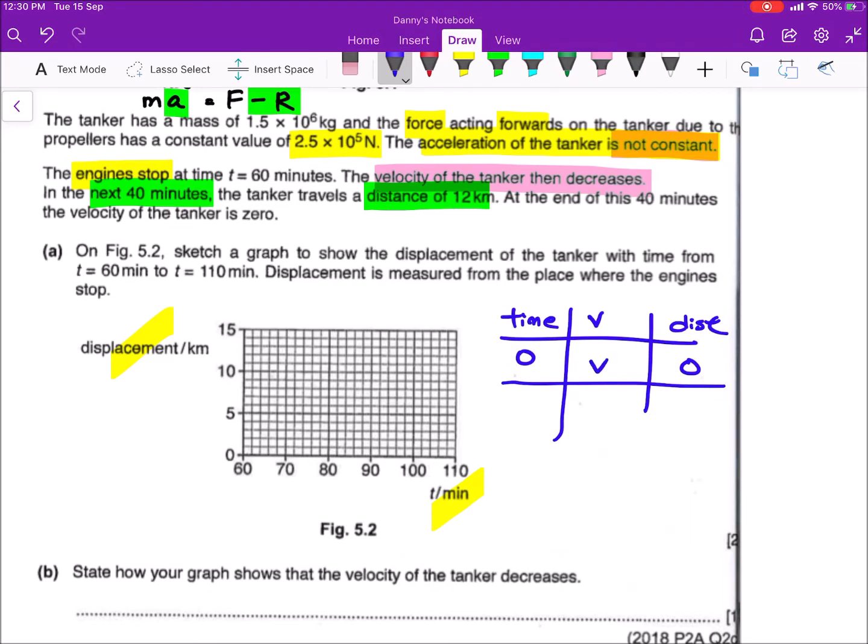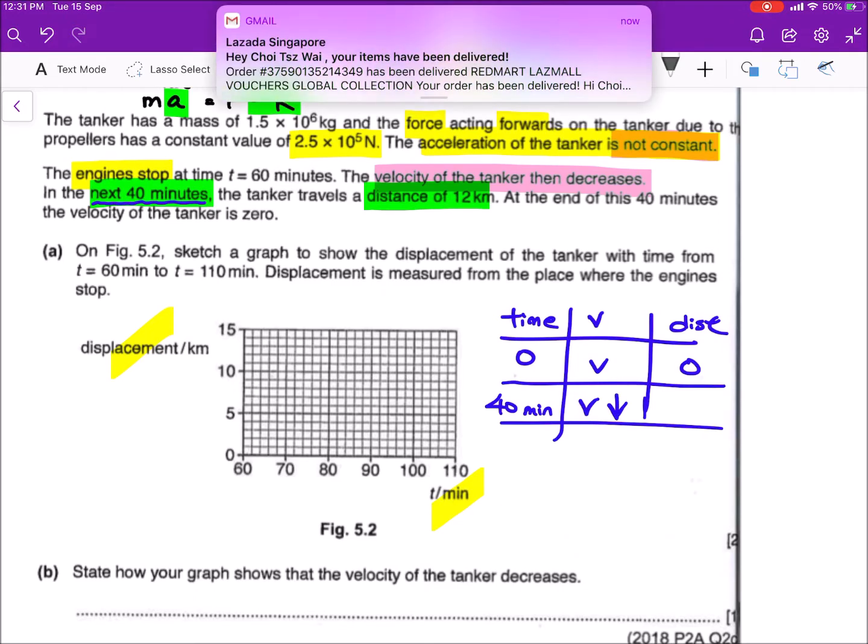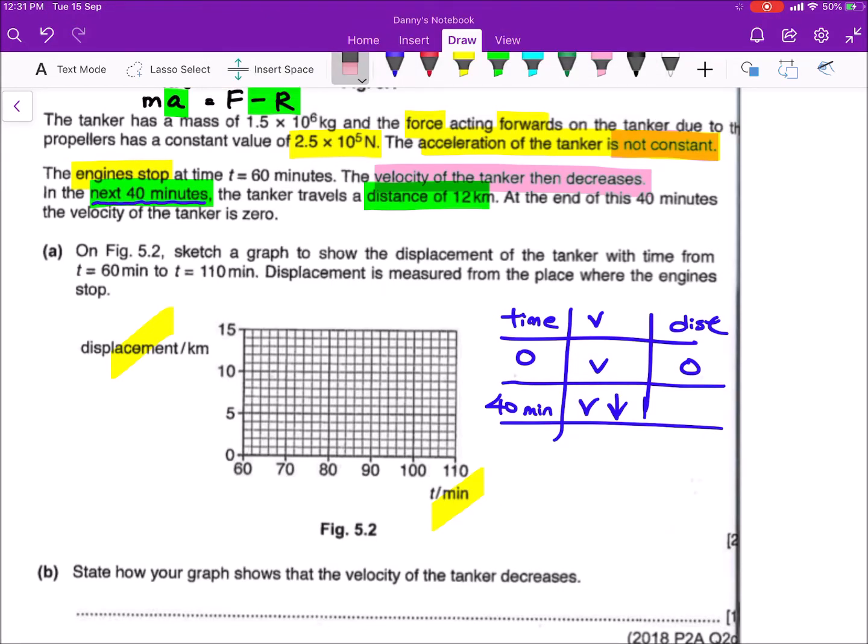Then after that, I will just use the data given in the question. It says after 40 minutes, right? So I will just write, okay, after 40 minutes, what happened is that my velocity will decrease. So I just put V and a downward arrow to tell myself that, okay, it is slowing down. For some of you who are still not very familiar with the concept of velocity, you can just write down the word "slow down" in your table. And within this 40 minutes, it actually traveled forward 12 kilometers.